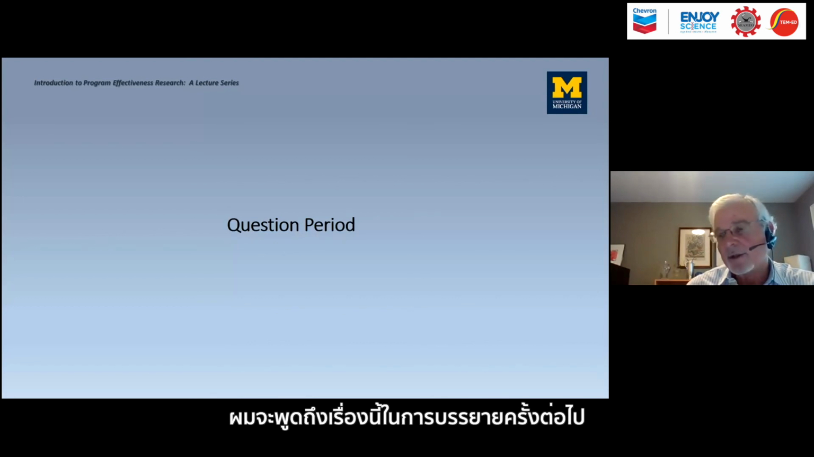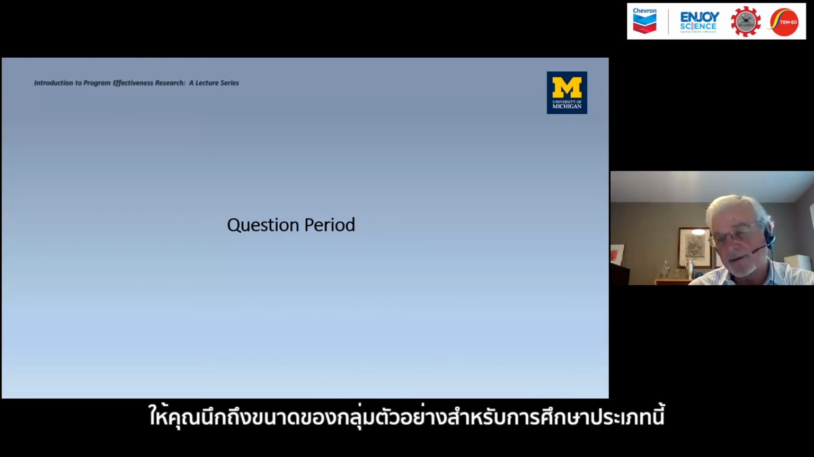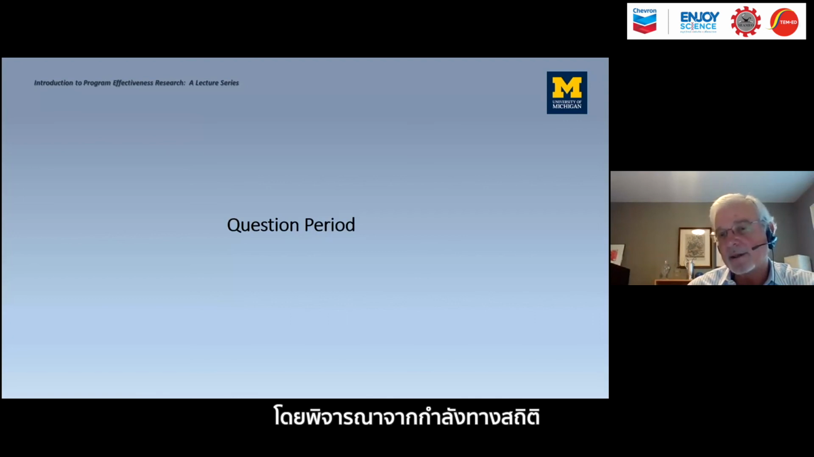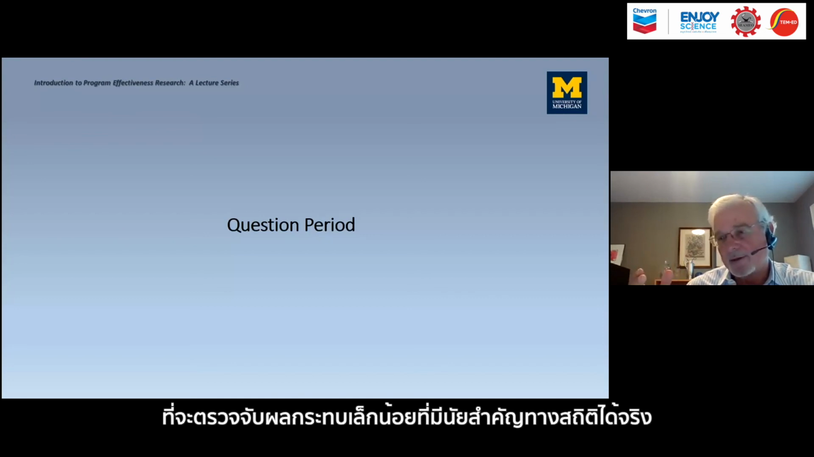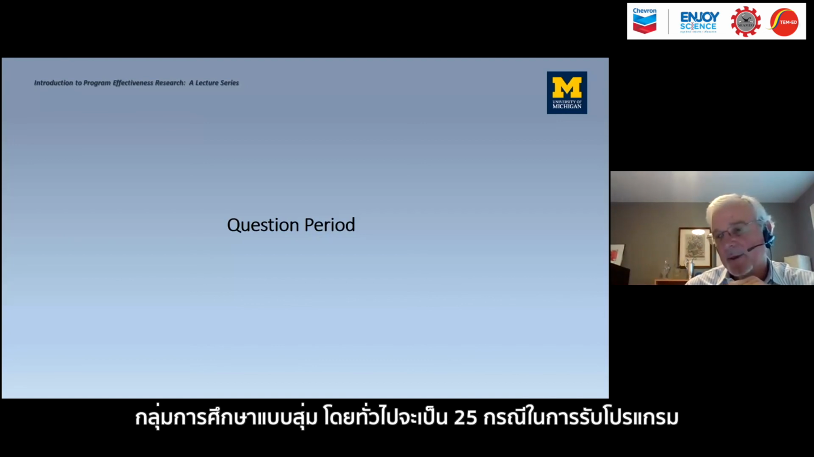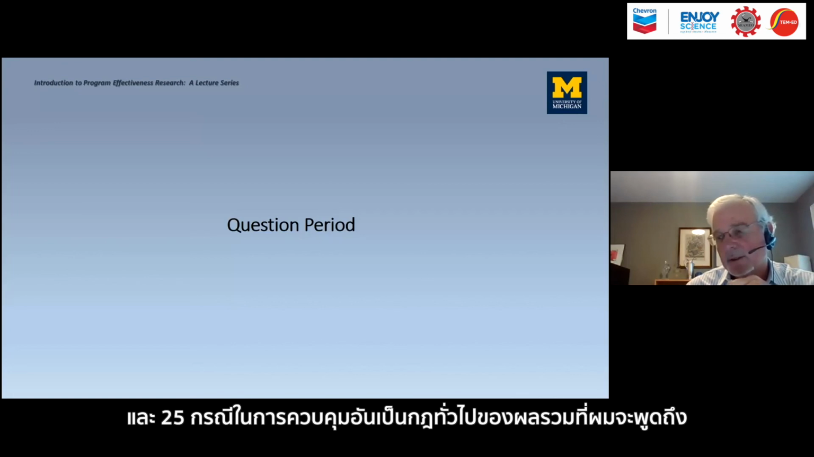In general, and I will talk about this in the next lecture, people think about sample size for these kinds of studies by looking at statistical power. When do you have enough sample size to be able to actually detect small effects as statistically significant? In group randomized studies, the general answer is 25 cases in treatment and 25 in control. That's a general rule of thumb.